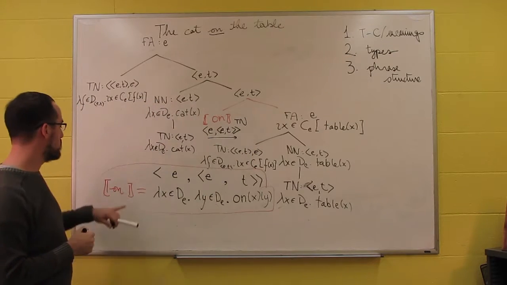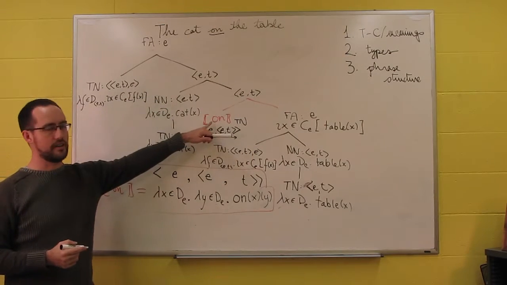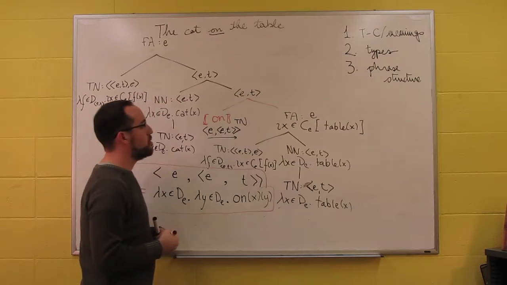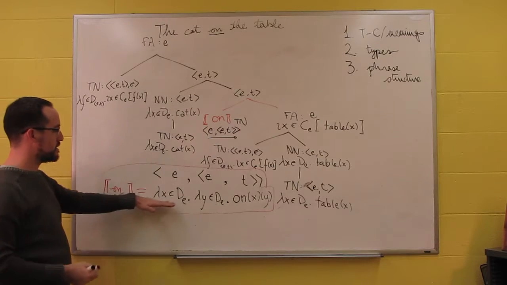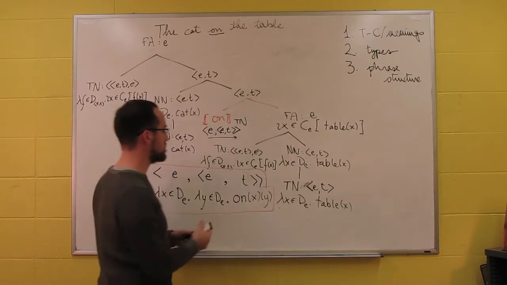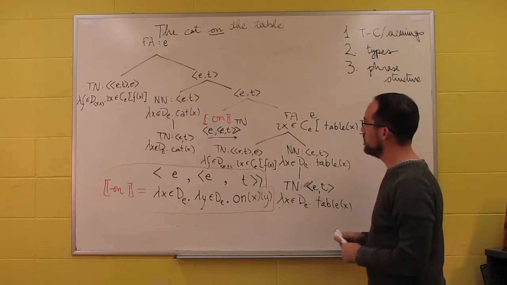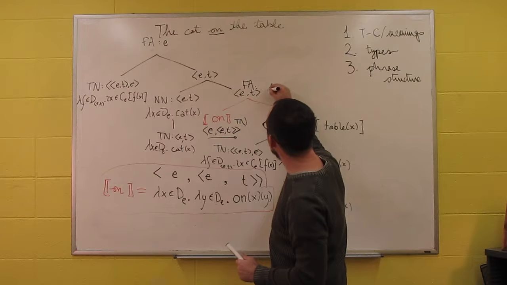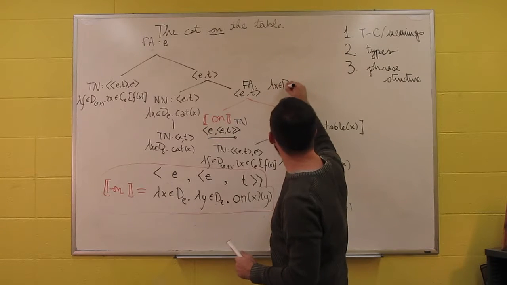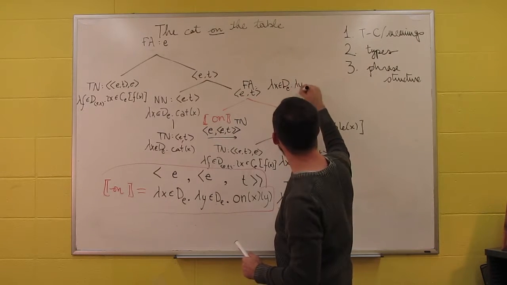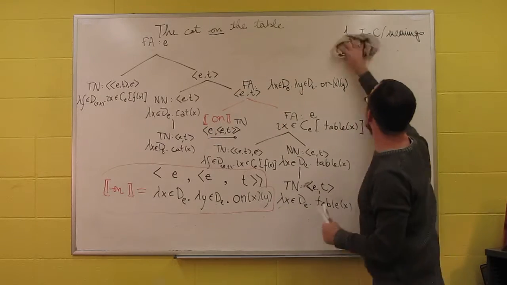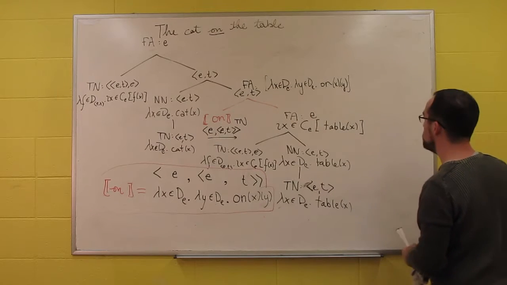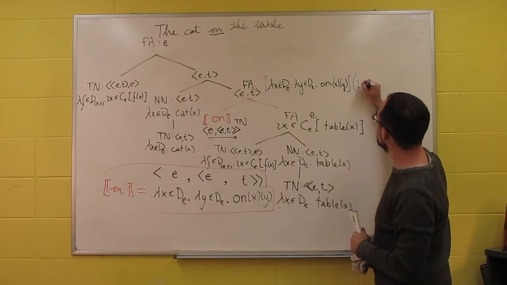Right. So we've defined on this way. We don't have to write it again up here. Now we can plug in our arguments. So lambda x in D sub E, lambda y in D sub E, on(x, y). Right. So we can use functional application. And we'll write the whole thing out here. We're going to be completely explicit. And we're going to add to it the meaning of table, right? Because that's the argument.